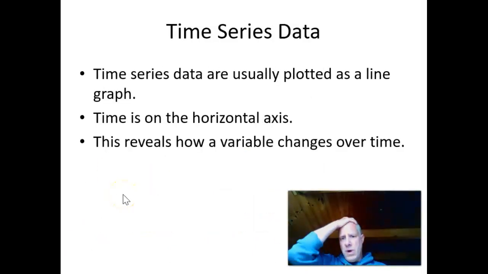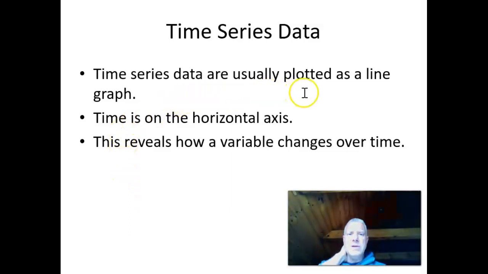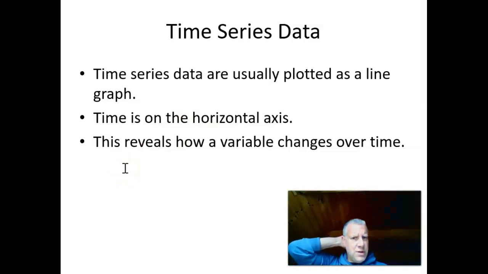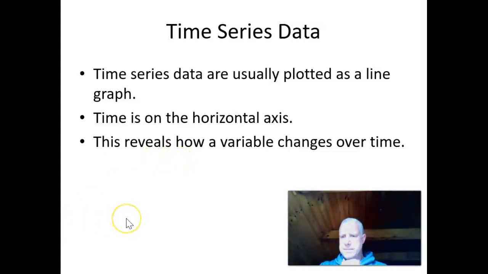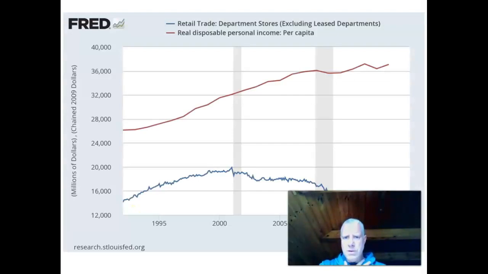The way that time series data is usually described is by plotting it as a line graph with time on the horizontal axis and the level of the variable on the vertical axis. This just helps reveal how the variable changes over time. So here's an example, and these data were downloaded from the FRED website.